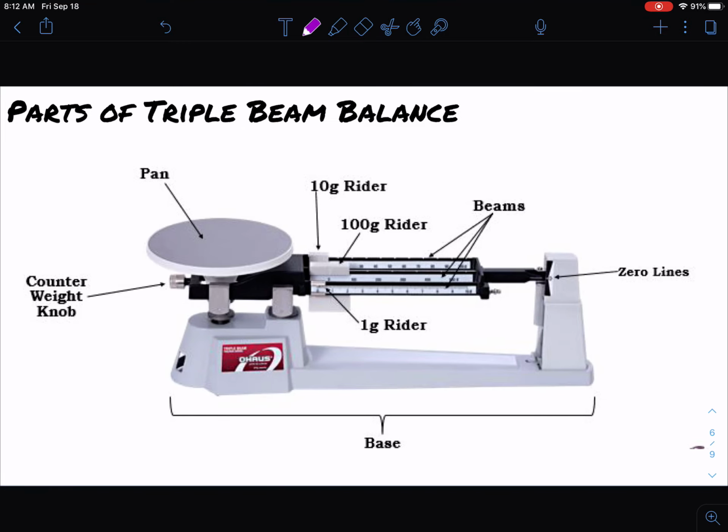So these are just the parts of the triple beam balance. Please look over them, study them, so that when you come into class, you're able to easily identify them.